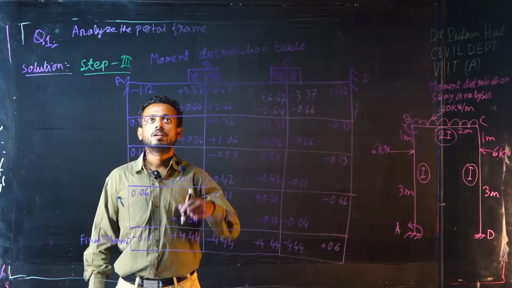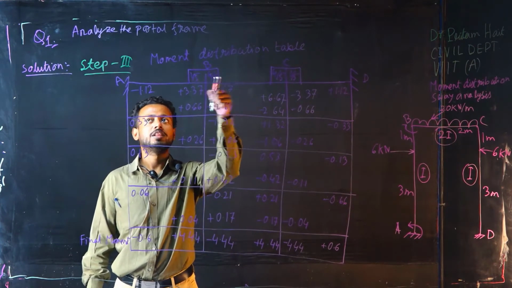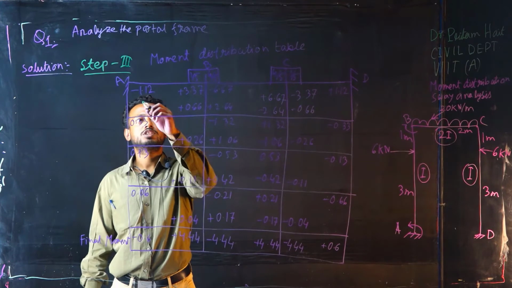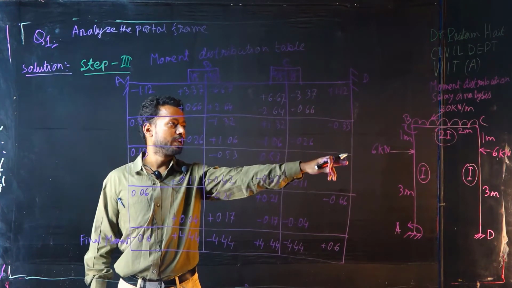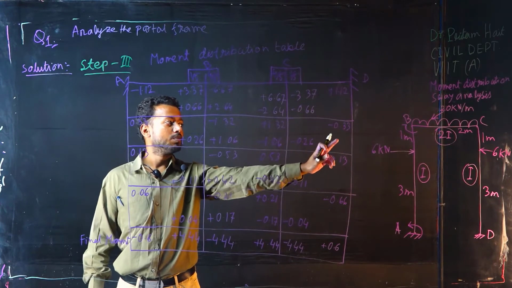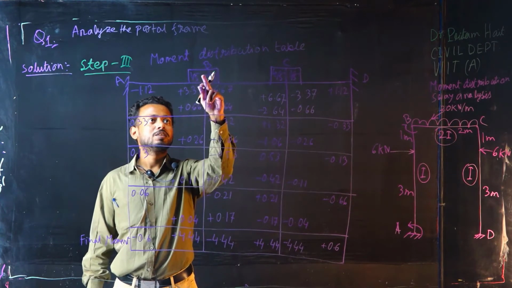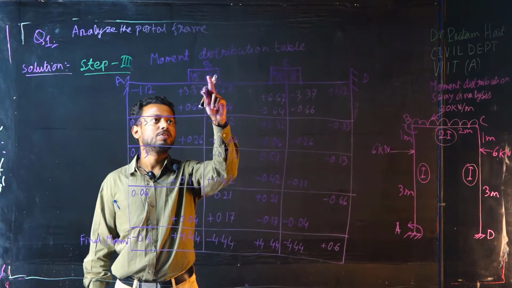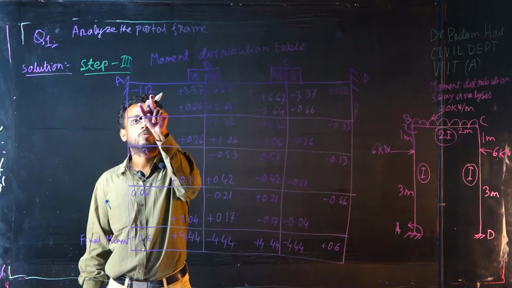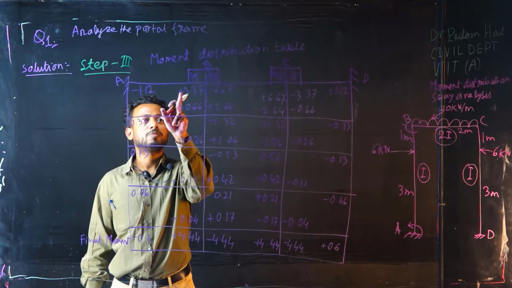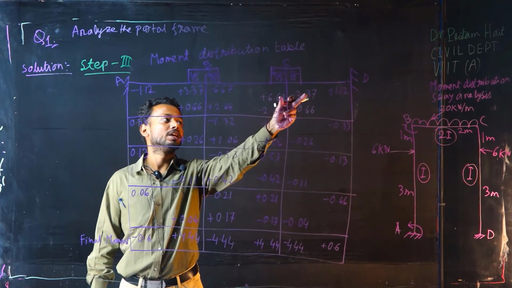So let's start the moment distribution table, that is step 3. So first you draw the beam. A, B, C, D are the joints as given in the portal frame, and the distribution factors we have found out: 1/5, 4/5, 4/5, 1/5, and the fixed end moments we wrote here: MAB, MBA, MBC, MCB and MCD, MDC.